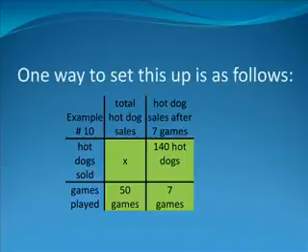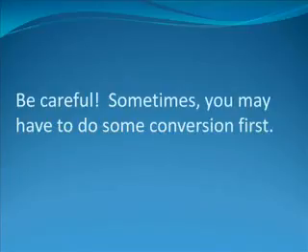One way to set this up is as follows. We're looking for total hot dog sales after 50 games. That should be our second column title. Hot dog sales after 7 games, our reference amount, will be our column title for the third column. Our second row title is hot dogs sold. Our reference is 140 hot dogs sold. The third row is games played. That's 50 games in column 2 and 7 games in column 3. The second column is later, the third column is now.